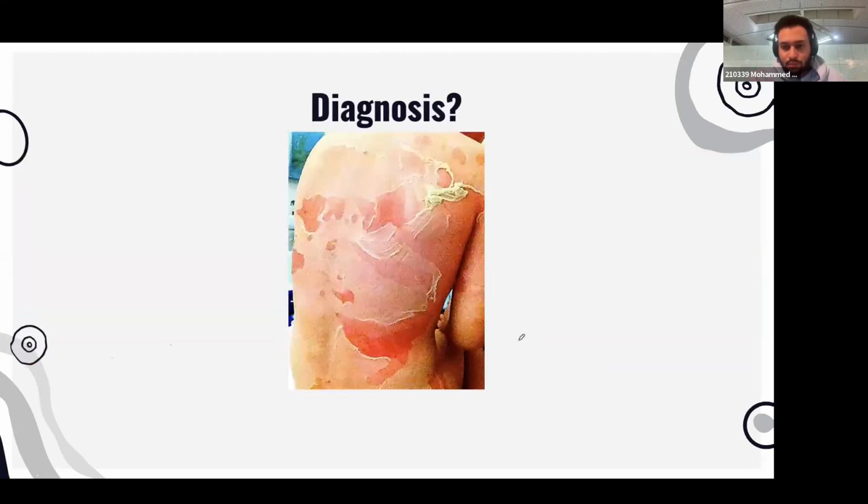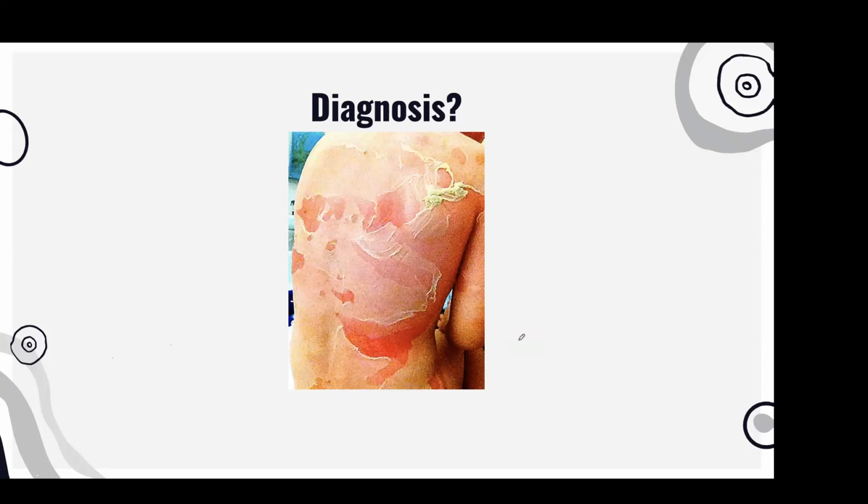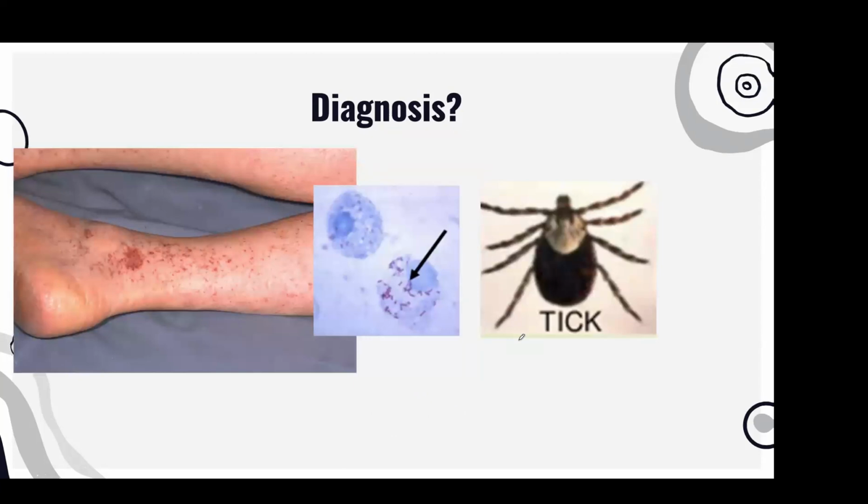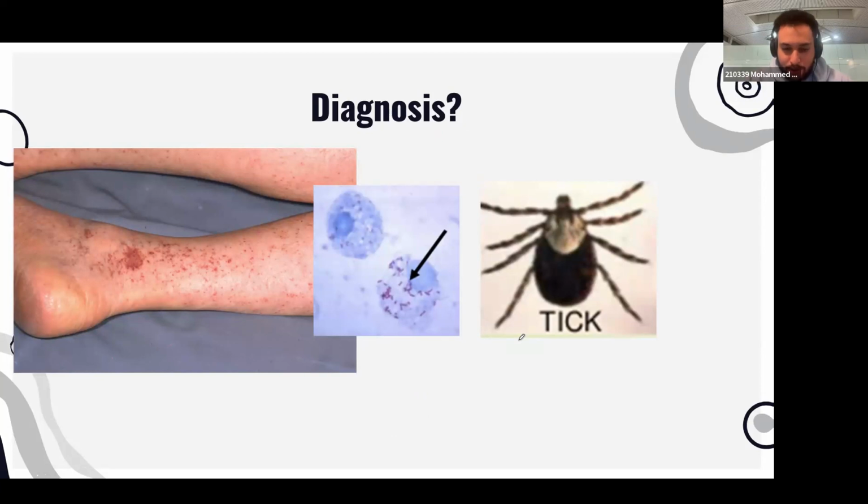Okay, now this one. Staphylococcal scalded skin syndrome. Good. It's caused by Staph aureus. Now, what toxin will cause this? Exfoliative, yeah, exactly. Exfoliative toxin. Perfect. Next. Rocky Mountain spotted fever. Good. What's the organism?